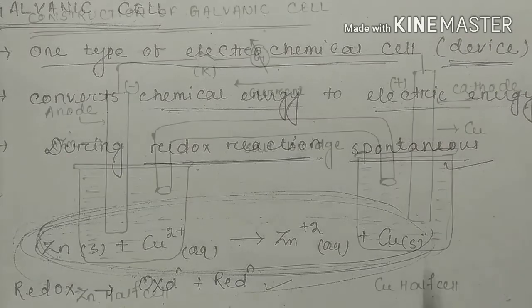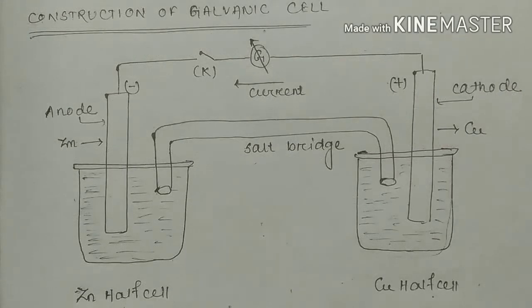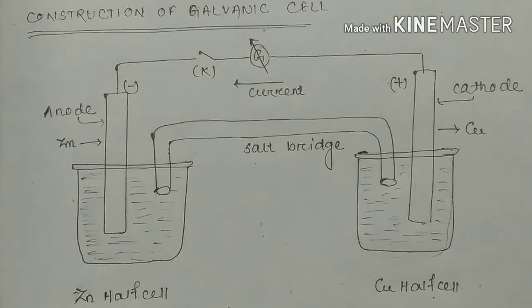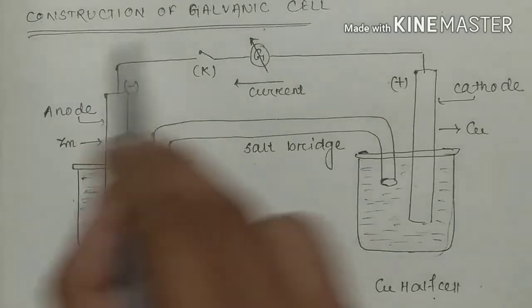So let's see. Friends, from the start we are just saying that a galvanic cell is a device, a converting device, and so on. But we don't study the construction and the structure of this device. So this is the time when we have to study the construction of the galvanic cell. It's a very important and a very good topic also. So have a look at this diagram.